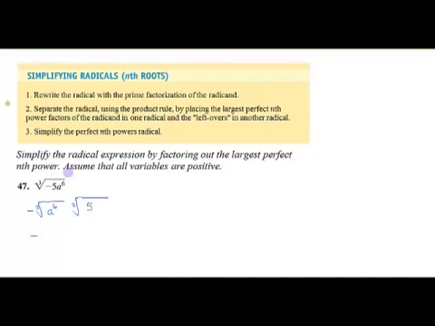Now, I simplify the perfect nth powers radical. So I have my negative, and the cube root of a to the 6th is a squared. The cube root of 5 is just going to stay. You'll have to be very careful the way you write these so that that cube root is in the hook of that radical, so that it doesn't look like it's a to the 23rd power.